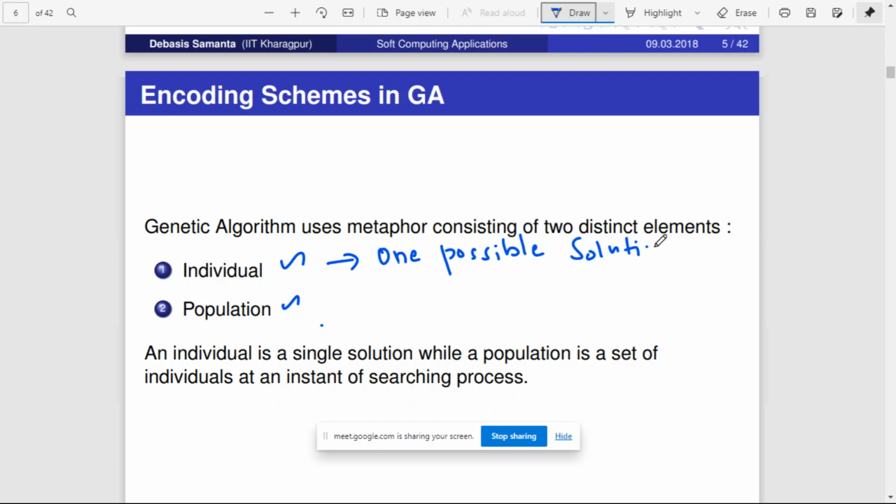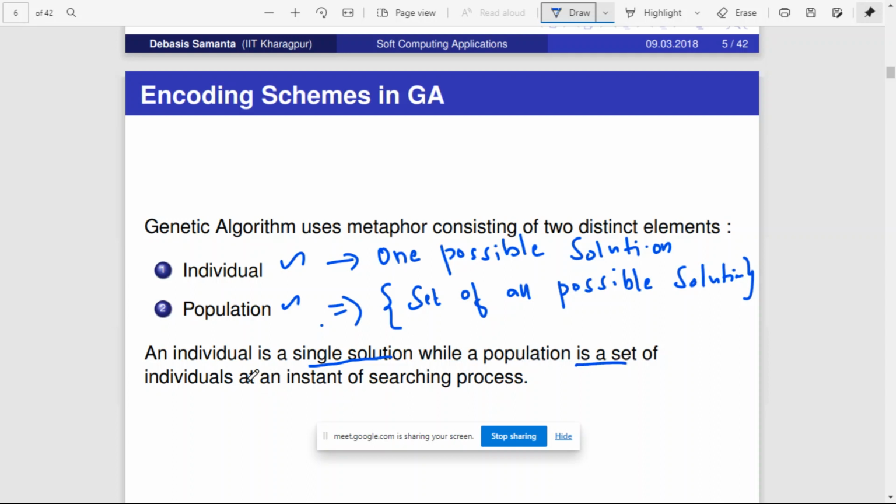If individual is one possible solution, then what will be population? Could someone guess? Yeah, good. Otherwise you can call it the set of all possible solutions. Repeating: population is nothing but the set of all possible solutions. Out of this set, if you pick up any one solution, then that is called an individual. So an individual is a single solution, while a population is a set of individuals. That is nothing but the set of possible solutions at an instance of the searching process.